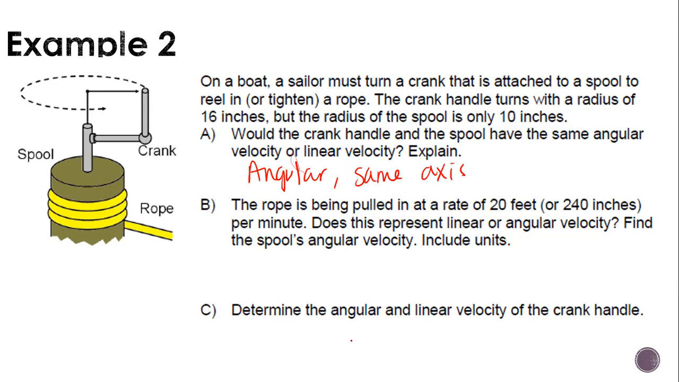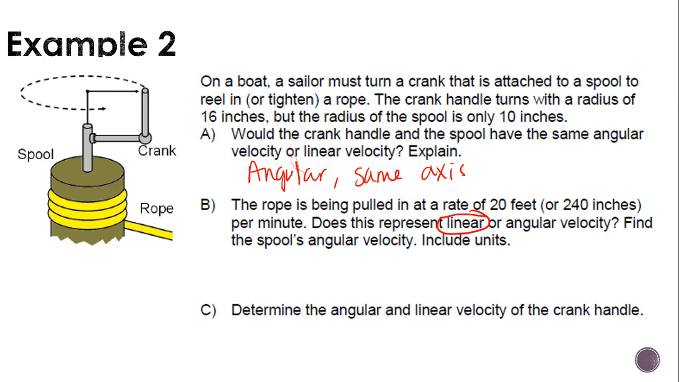Easy enough? All right, now it says the rope is being pulled in at a rate of 20 feet per minute. Does this represent linear or angular velocity? First off, what is it? Pulling it in at 20 feet per minute, is that linear or angular? It is linear, so we're just gonna go ahead and circle linear velocity. And so it says find the spool's angular velocity and include the units.